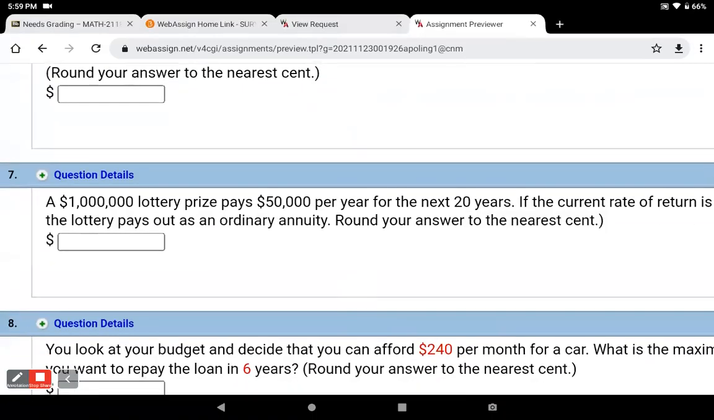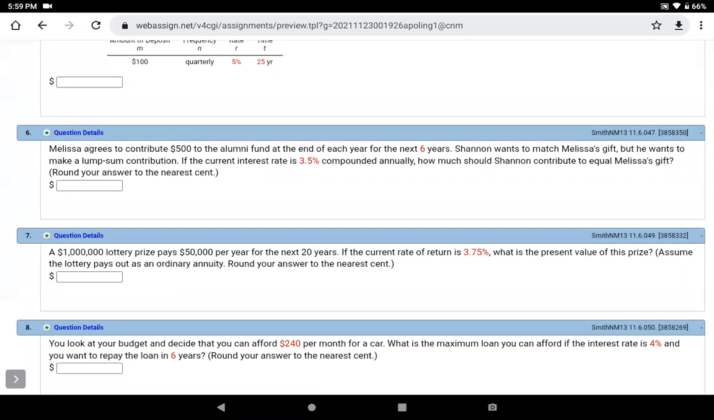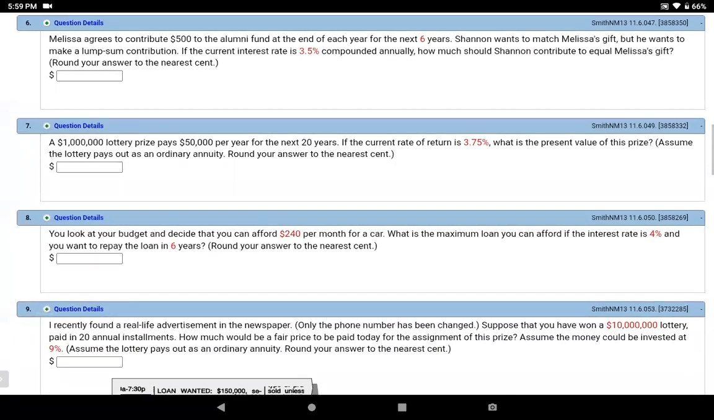All right, so here's some word problems. Let's make sure we got them on the screen though. Okay, so in number 6, we have Melissa agrees to contribute $500 to the alumni fund at the end of each year for the next 6 years.